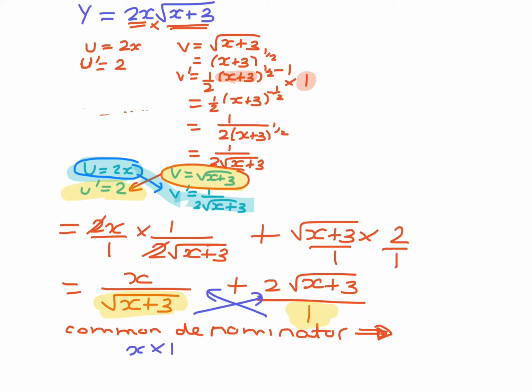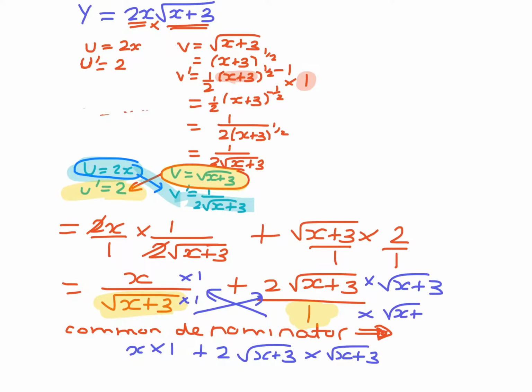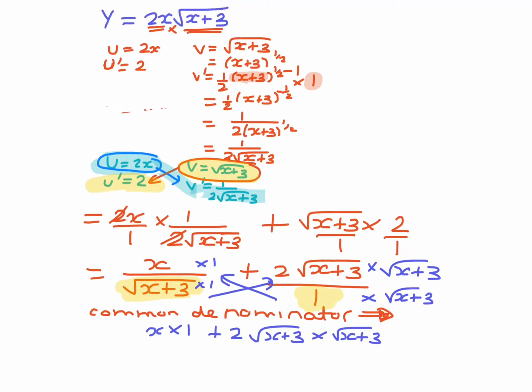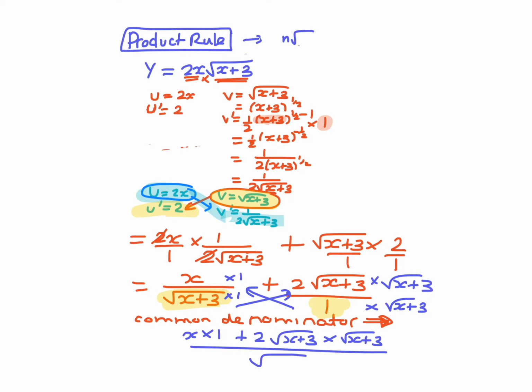So it's x times 1. So this one's times 1 times 1, and then it is plus 2 root x plus 3 times root x plus 3, because you times this one by root x plus 3 and this one by root x plus 3. So what that then means is your whole denominator will be over root x plus 3.